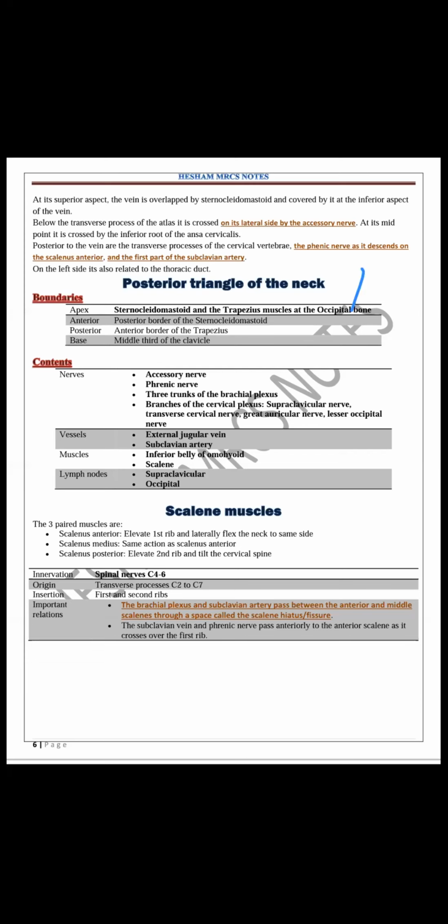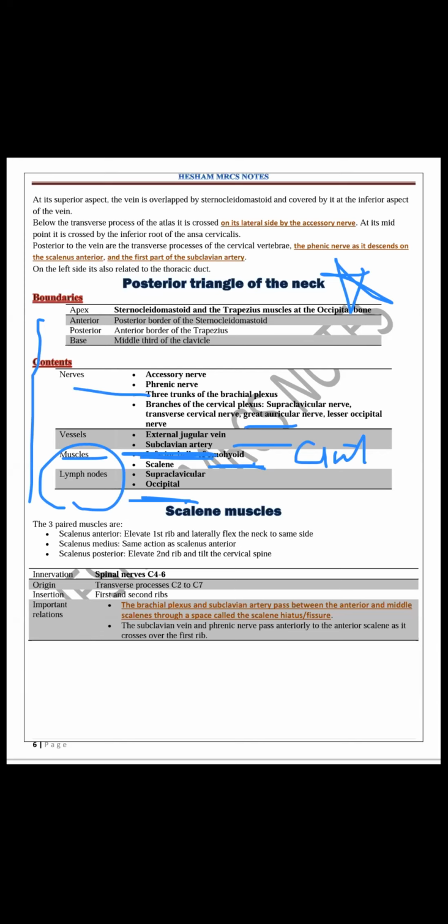We discussed the internal jugular. Then let's go to the scalene muscles. Here we have discussed the whole posterior triangle, and these are the contents of the posterior triangle. I said you have muscles, which are the inferior belly of omohyoid and anterior scalene muscle. And the lymph nodes, you have supraclavicular and occipital. While nerves and vessels, I said external jugular and subclavian artery, while this subclavian artery is related to the trunks of the brachial plexus.